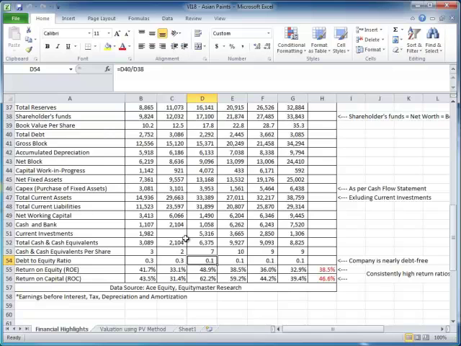Then we have the company's debt to equity ratio. This is fairly low, so this has been 0.1 for the last 4 years. So this indicates that the company is nearly debt free.